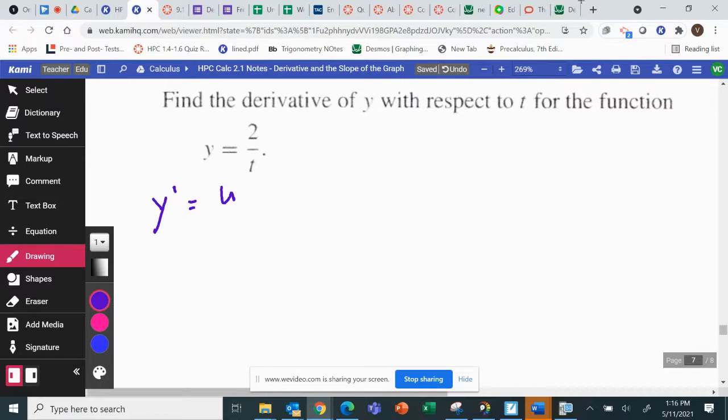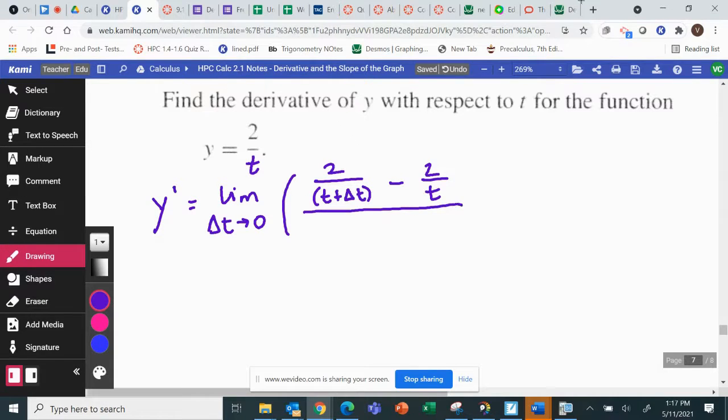And I'm going to say we're going to do the limit as delta t approaches 0 instead of delta x, because the variable is a t. I always accidentally put x. So if you catch me doing that, just remind me we're using t. Thank you. And then we're going to do f of t plus delta t. So here is where t is in the equation. So I'm going to do 2 over, and I'm going to replace t with t plus delta t minus 2 over t, the function itself, over delta t.